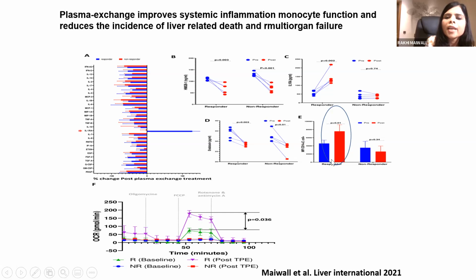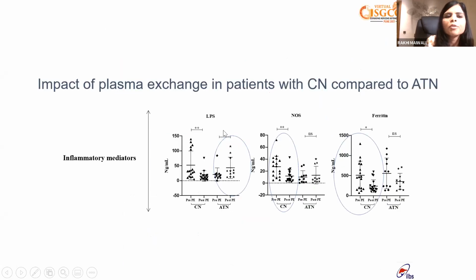So the responders had an improvement in the mitochondrial function. And I told you, cholemic nephropathy patients have preserved mitochondrial function, and the monocyte phagocytic function improved after plasma exchange in responders, but the non-responders, despite improvement in all the pro-inflammatory cytokines, had succumbed to infections.